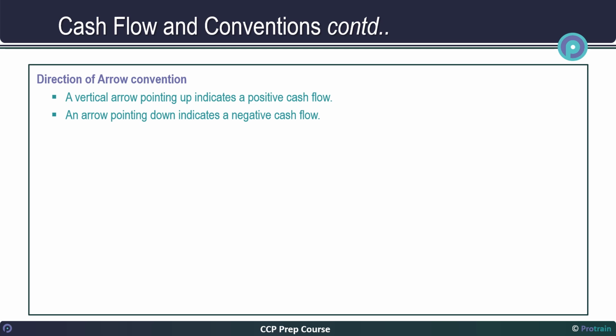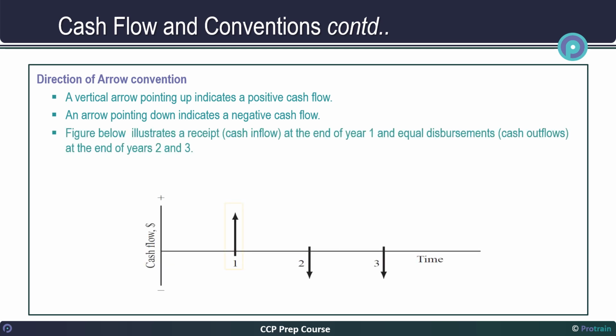Let us understand this with an example. The figure on the slide illustrates a receipt, or cash inflow, at the end of year 1, and equal disbursements, or cash outflows, at the end of years 2 and 3.